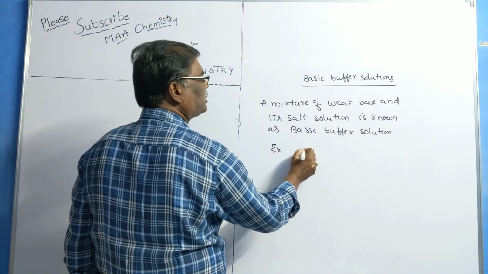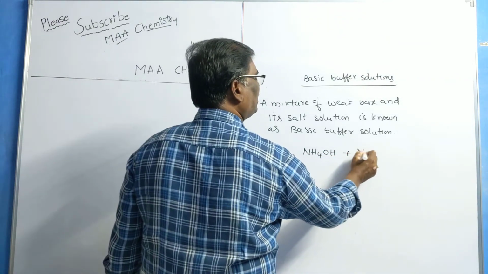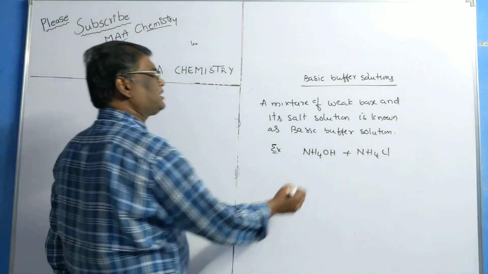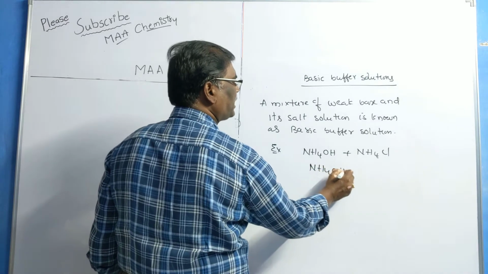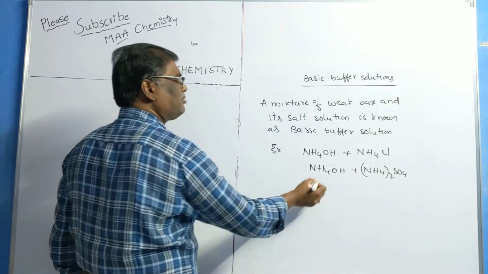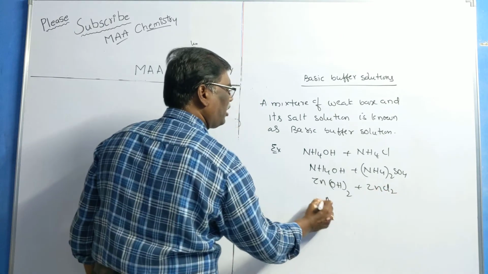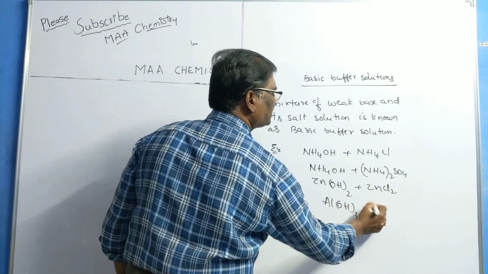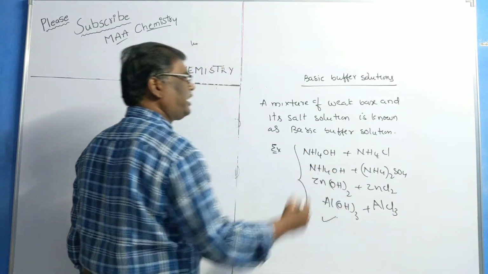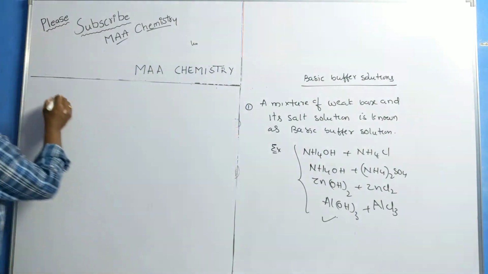Example, let us suppose ammonium hydroxide. This is the weak base and its salt, ammonium chloride. This mixture is known as basic buffer solution. Ammonium hydroxide, ammonium chloride. It is a salt of weak base. Similarly, zinc hydroxide and its salt solution. Next, aluminum hydroxide and its salt solution. These all are considered as basic buffer solutions. This is one type. There is another type.